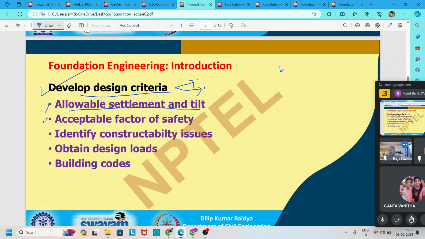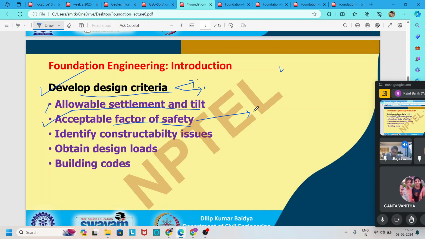Then we also need a factor of safety. This factor of safety addresses the possible uncertainty. We know that soil is an uncertain material.